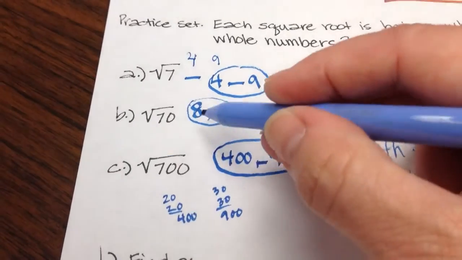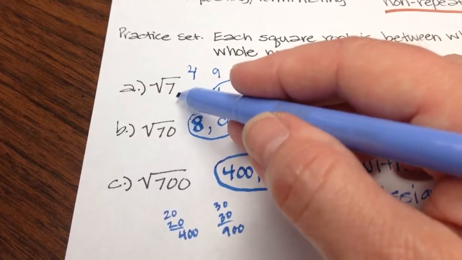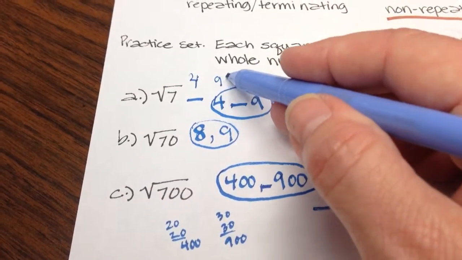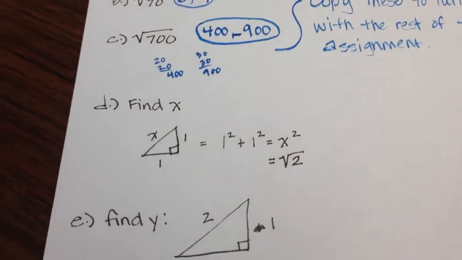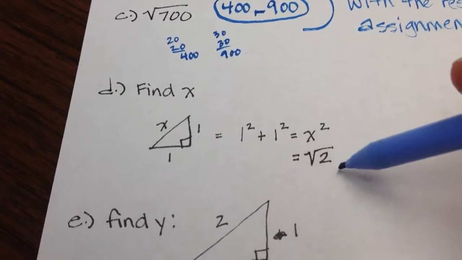Okay, do you get what I'm doing? I'm just multiplying numbers times themselves to figure out where this fits, right? 2 times 2 is 4. 3 times 3 is 9. So it's got to be between those two. All right. Sometimes you are going to get an answer that's just going to be irrational like this.